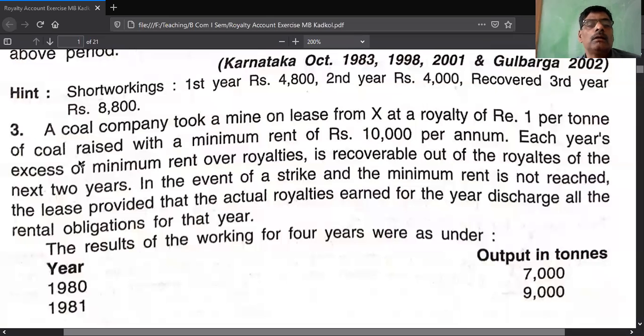Rate is 1 rupee. Minimum rent 10,000. Each year minimum rent is to be recovered in the next 2 years. Next 2 years point is clear.